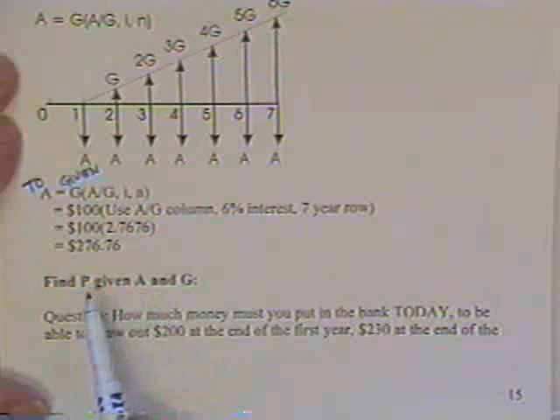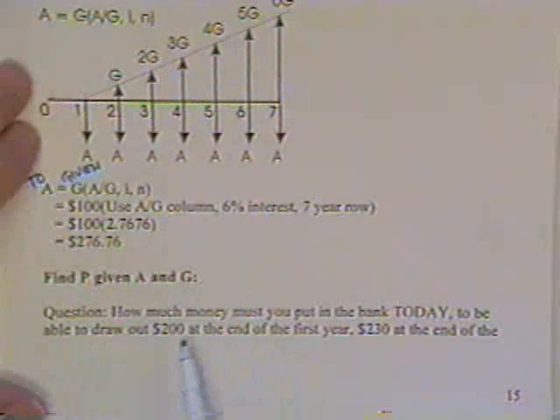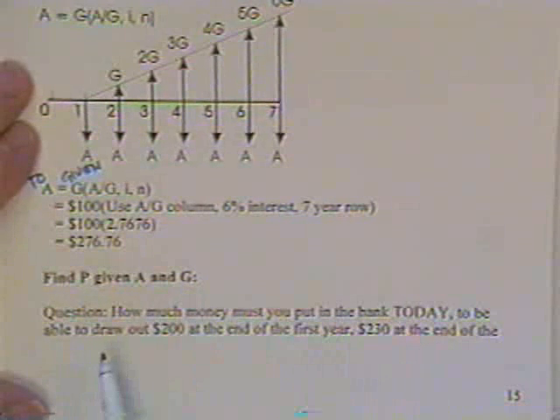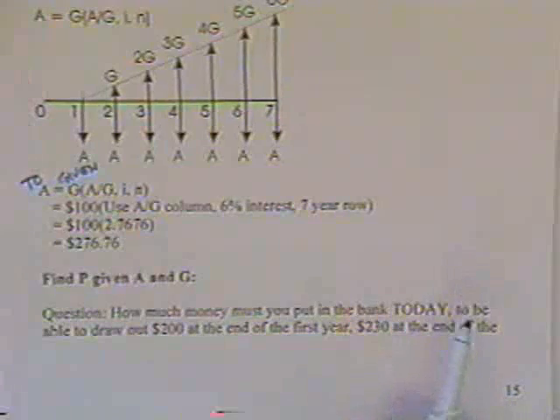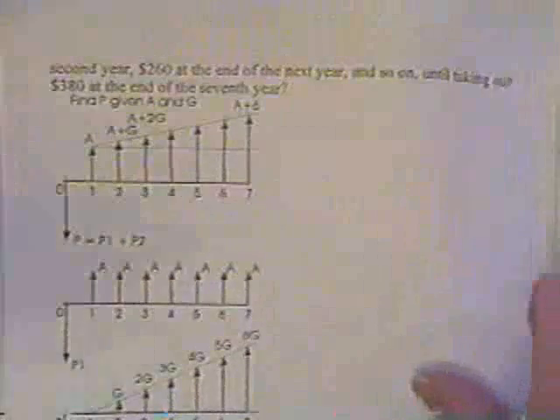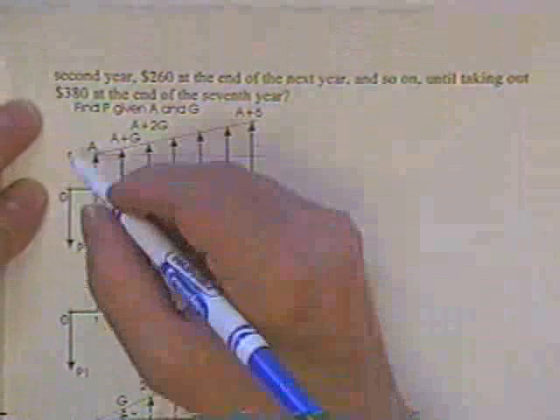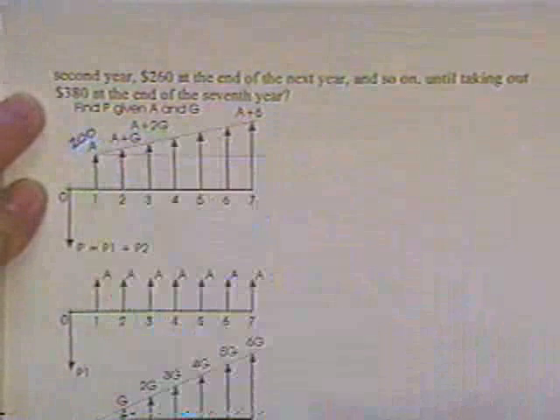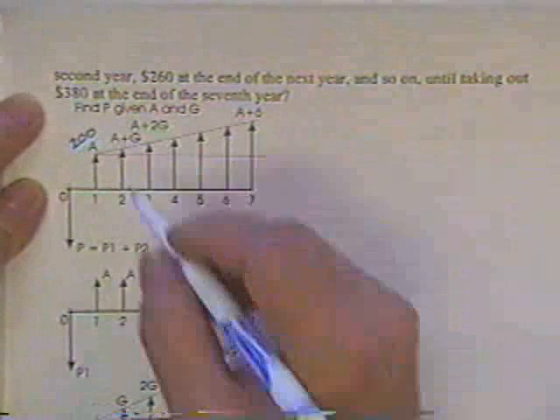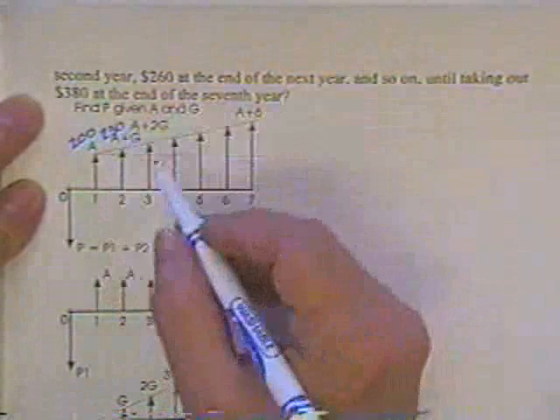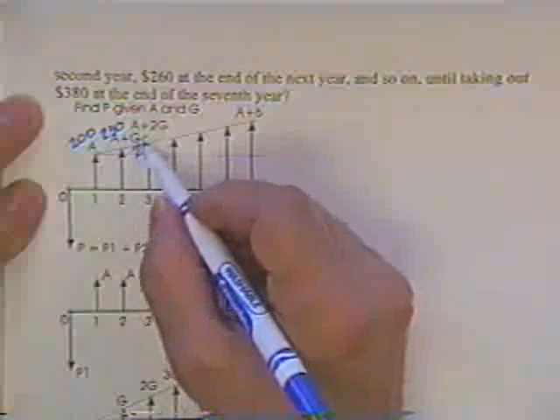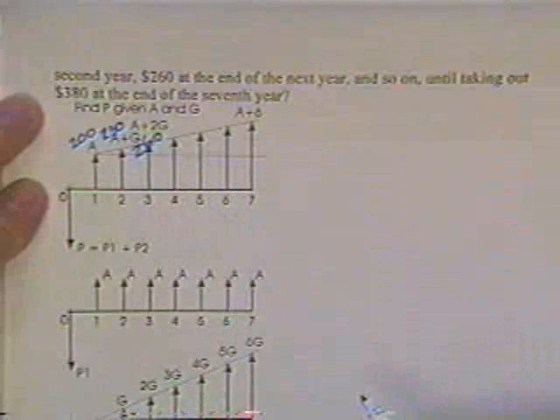He expects you to be able to take A and get its present value, and then find G and get its present value. How much money would you have to put in the bank today, right now, instantly, to be able to draw out $200 at the end of the first year, $230 at the end of the second year, and $260 at the end of the next year, and so on? So here are our annuities. You'd like to withdraw $200, then you'd like to withdraw $230, then you'd like to withdraw $260, and so on.